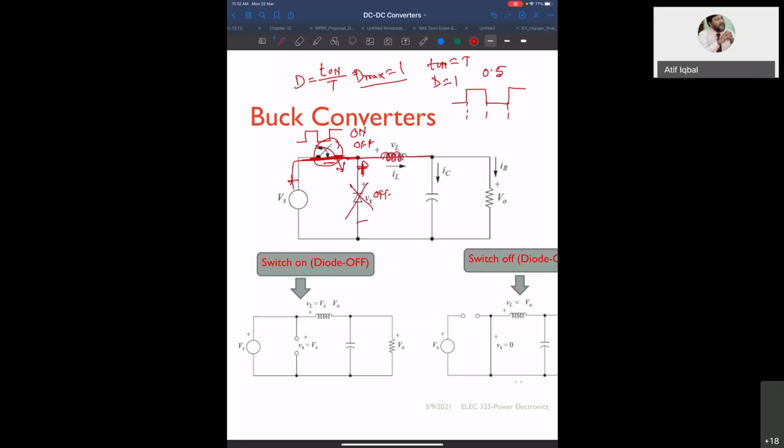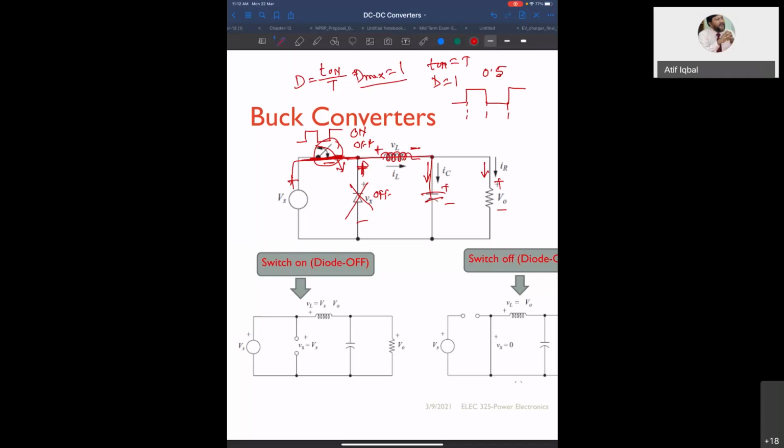So the inductor will get energy. It will get charged. So when it is charged, the voltage polarity is like this, plus and minus, and the current goes here as well as the current goes here. That means the capacitor gets charged, and the load gets the current from the source. So that's the situation when the switch is on.